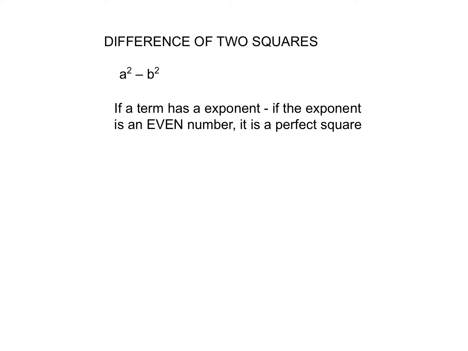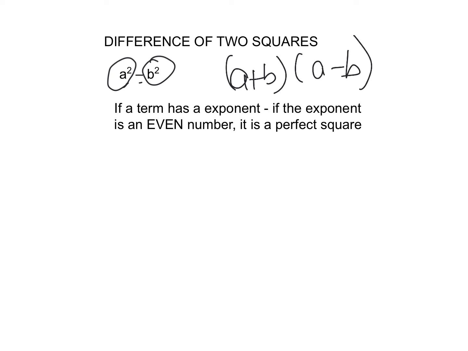Factoring special products. If you have the difference of two squares, so a square minus a square, you can write them as a plus b times a minus b. Remember when we started with this and we ended up with this? So now it's backwards. We had one like that a few days ago as one of the examples.